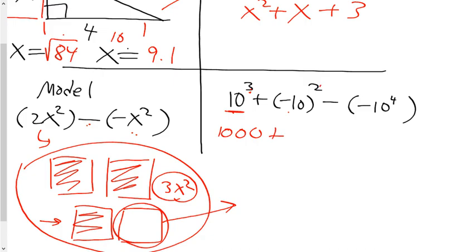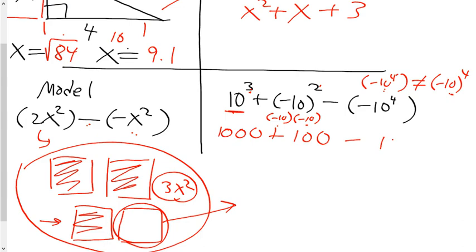Plus negative 10 squared means negative 10 is the base multiplied by itself twice, which is a positive 100. Take away. Now this is not the same as this, right? Even though they have brackets, even though they have negative 10, and even though they have 4, they're different altogether. This actually means negative 10 times negative 10 times negative 10. This means the opposite of 10 to the 4. Since 10 to the 4 is 1 with 4 zeros, the opposite of that will be negative. Right? So we have to write it like that. The subtraction sign is still there, and it's a negative 10,000, not a positive 10,000.